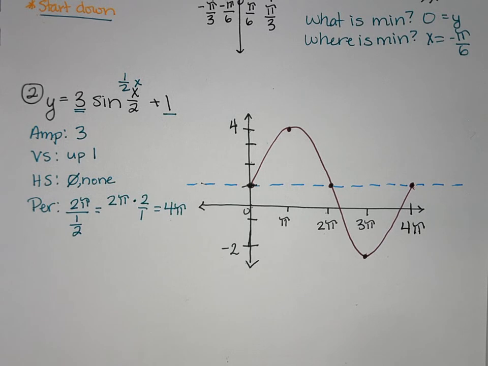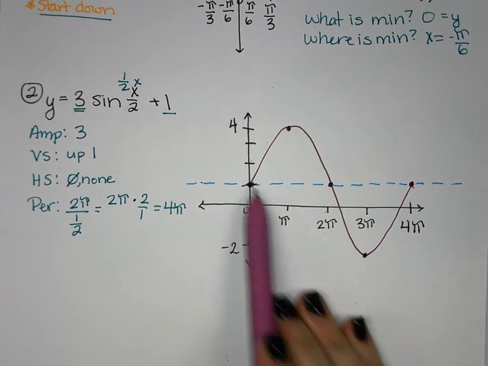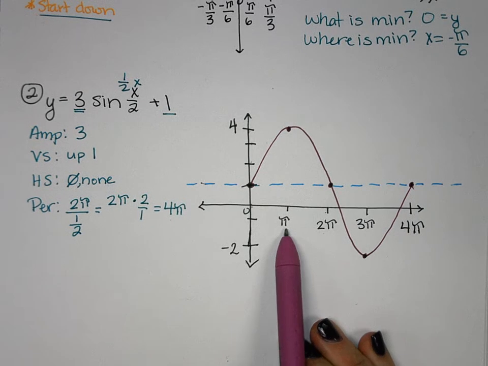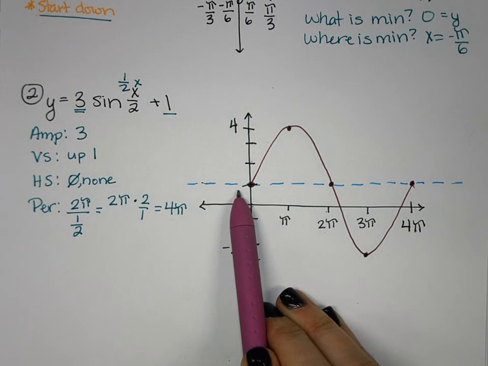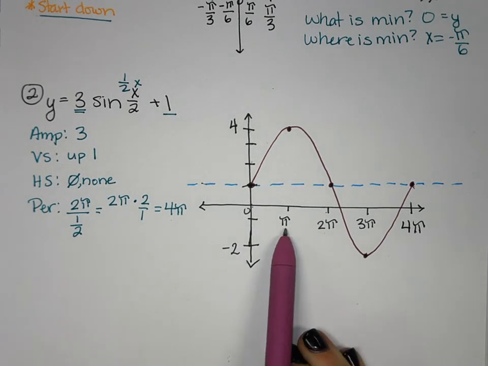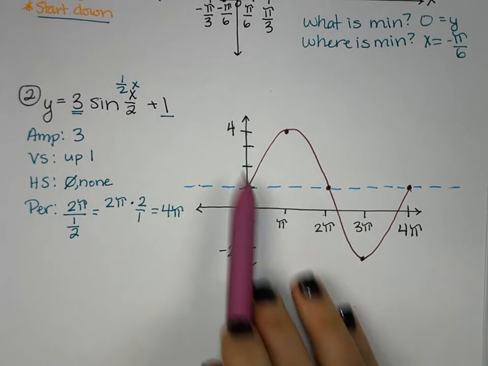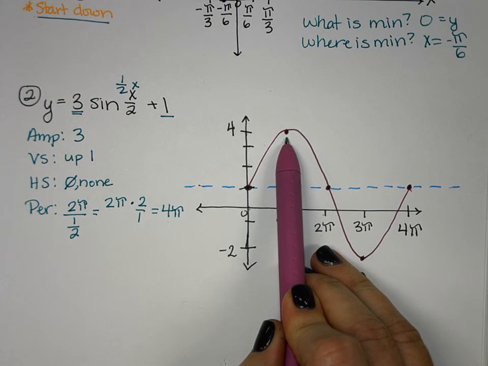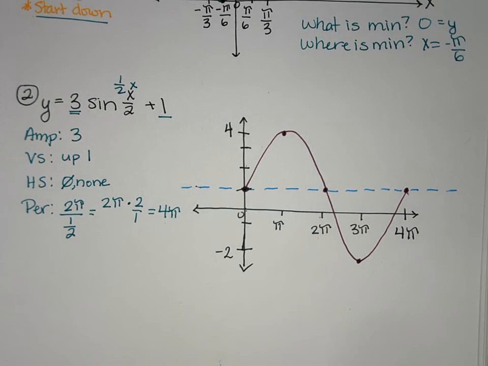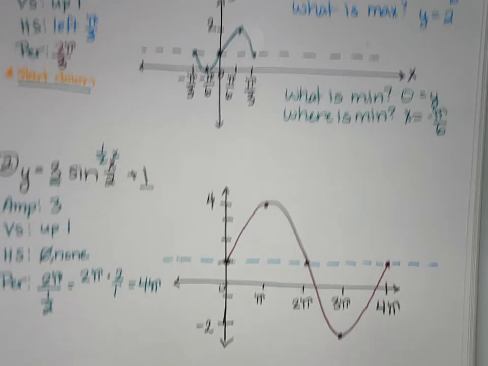So again, you could have the same kind of questions. What is your maximum? Where does it occur? What is your minimum? Where does that occur? So in this case, we would say our maximum occurs at pi and has a value of 4, or you could say it as the what and the where. Your maximum occurs at pi, and what is it? It's 4.